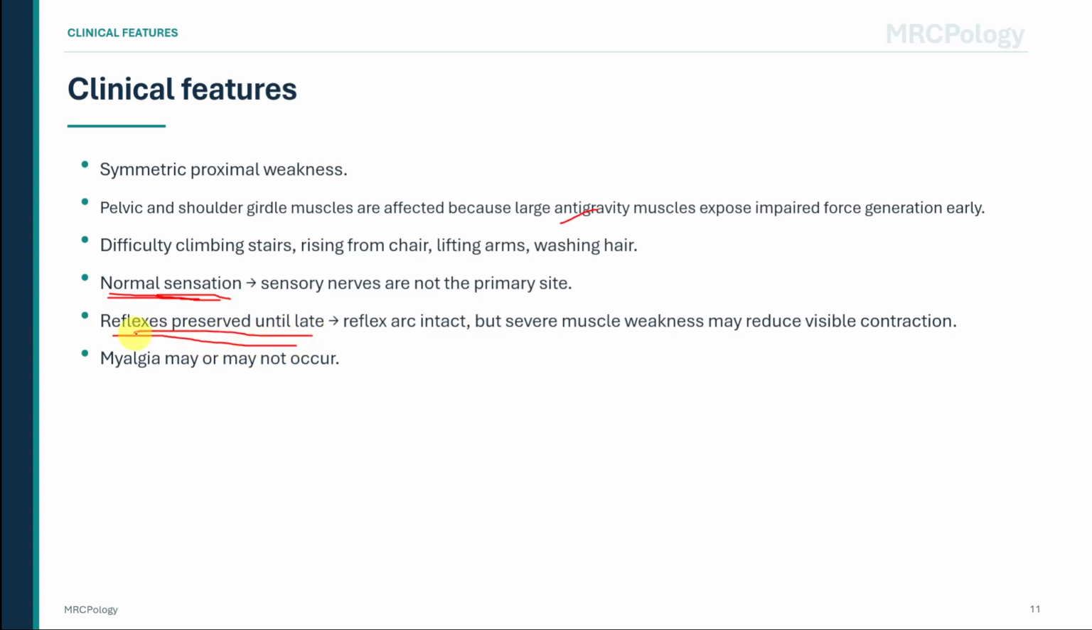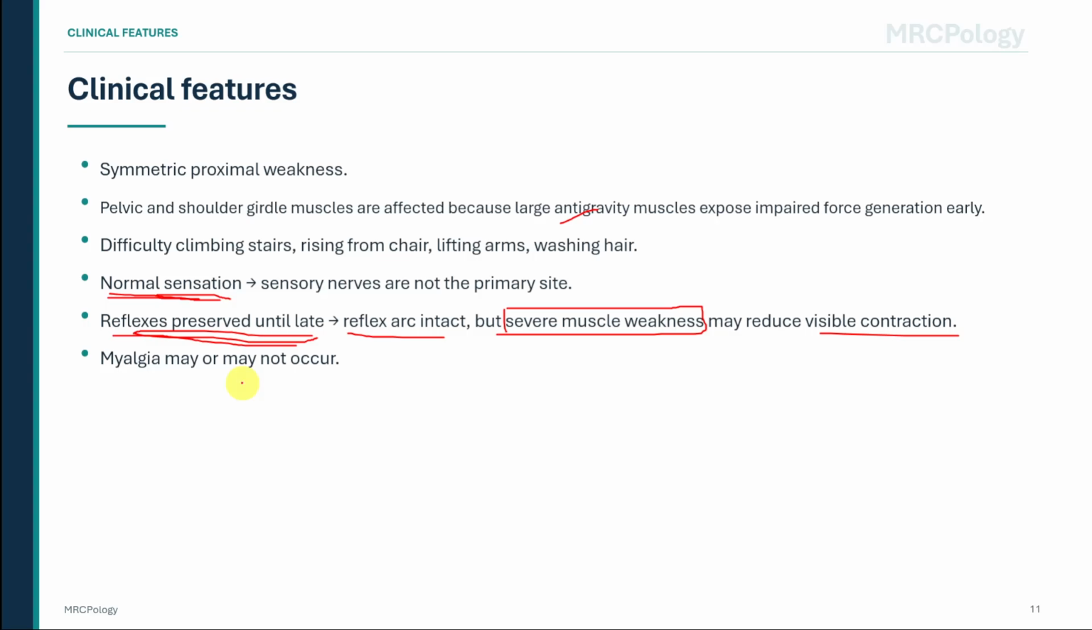This is because the reflex arc remains structurally intact. However, a severely weak muscle may produce only a small movement despite an intact reflex response. Reflexes must therefore be interpreted alongside muscle bulk, power, tone, and sensation. Myalgia is variable. Some inflammatory, toxic, metabolic, and infectious muscle disorders are painful. Other myopathies cause profound weakness without pain. The presence or absence of pain alone cannot confirm or exclude muscle disease.